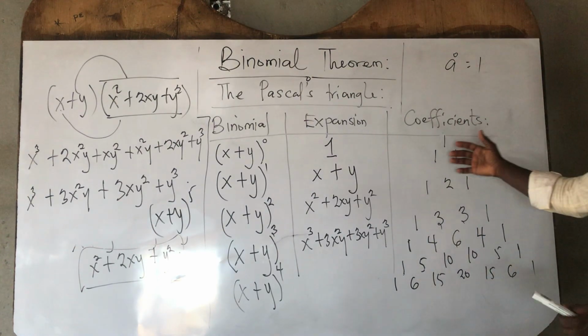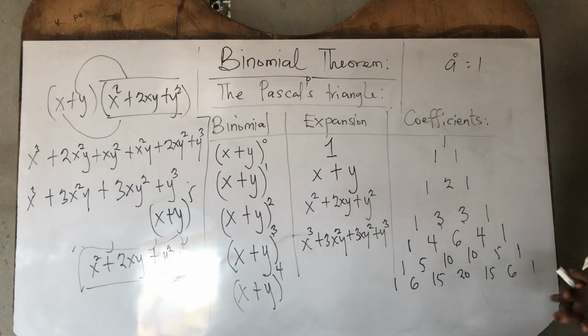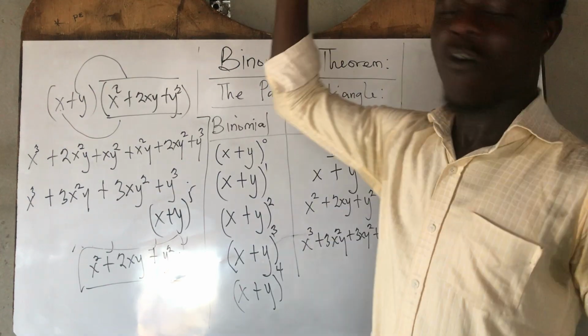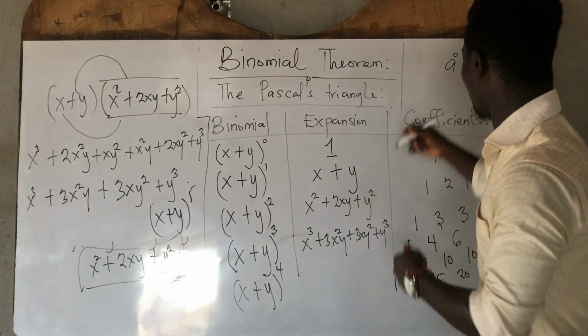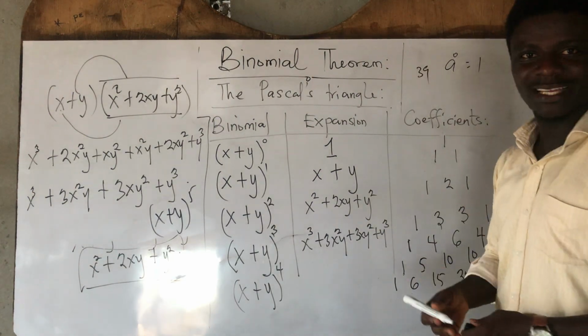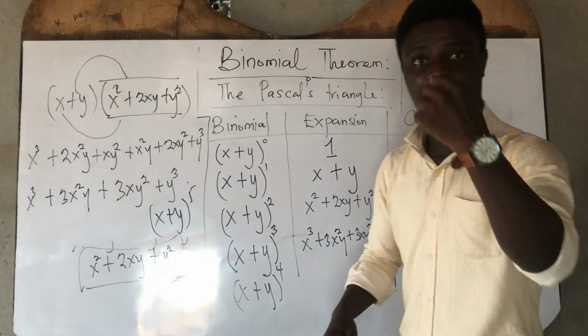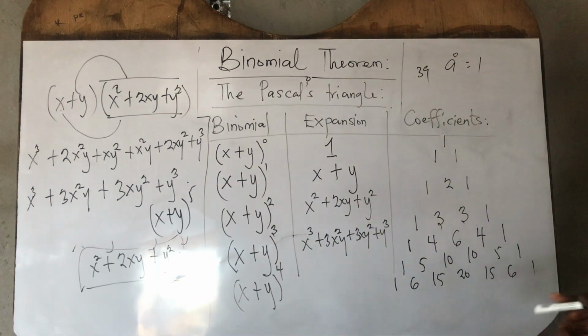So you have to know all these coefficients, how it is generated. You understand that? So if you want to get the coefficient of x plus y to the power 40, you have to get the coefficient of x plus y to the power 39 before you can get the coefficient of x plus y to the power 40. So it's very simple to do that.